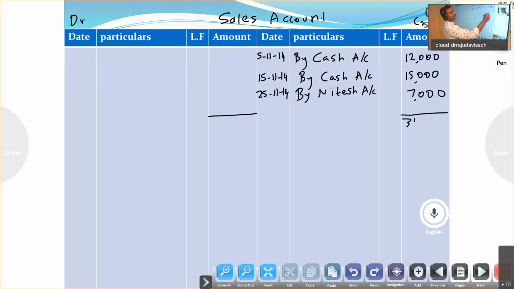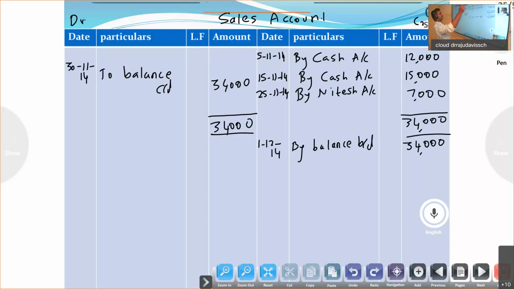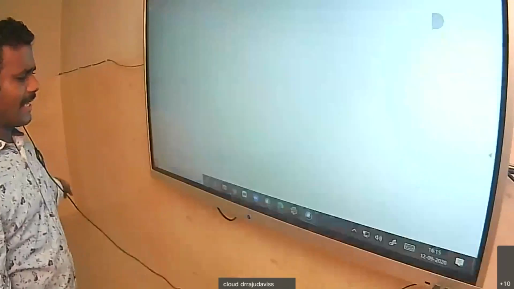So it will be 34,000. So which side is less? Closing date you have to write. To balance CD 34,000. So this year's closing balance will be next year's opening balance. 1, 1, 2014, by balance BD 34,000. So sales account over.